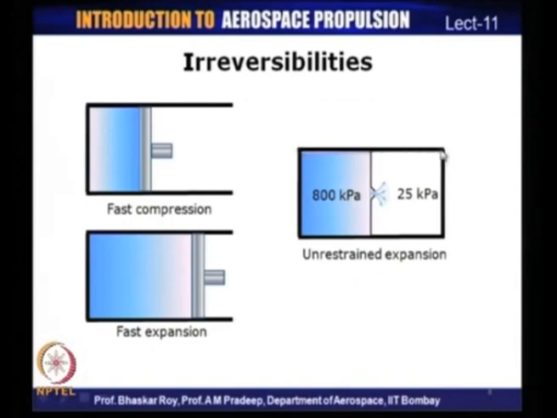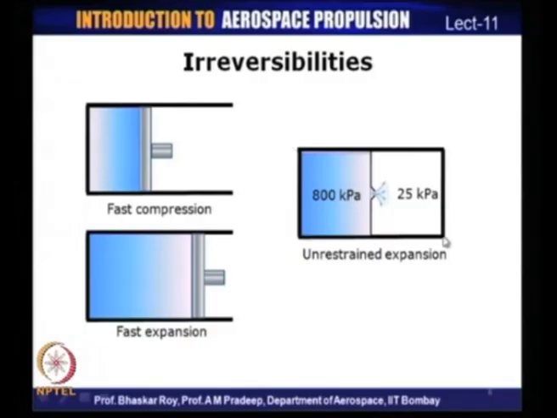The other source of irreversibility is unrestrained expansion. Let us consider a system which has a certain partition at the center. On one side of the partition you have a very high pressure of, let us say, 800 kilopascals. On the other side we have a relatively low pressure of around 25 kilopascals. Now, if this diaphragm were ruptured, there is going to be a sudden expansion from this very high pressure to a very low pressure, so that eventually a pressure equilibrium, or mechanical equilibrium, is maintained within the system boundaries.